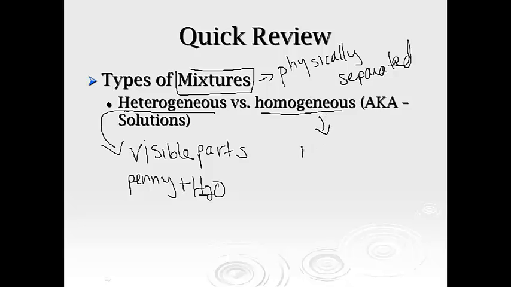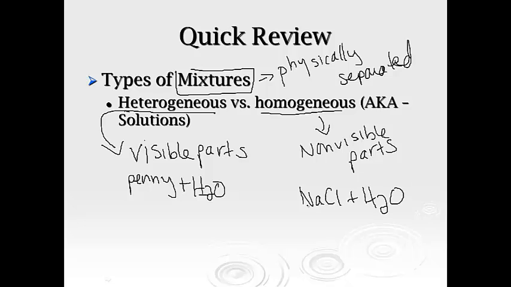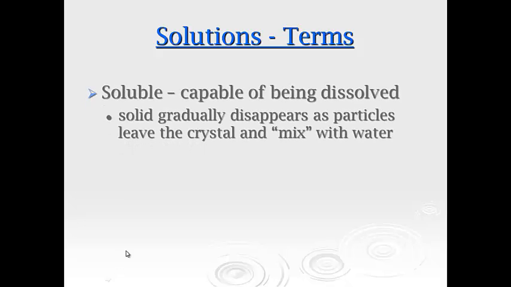Now, homogeneous is when there are non-visible parts. This was where we took some salt, or some sodium chloride, and we added it to water. Once the salt dissolved, you couldn't see it anymore, but most of us know that if we leave salt water out, or we boil it down, we can get the salt back. So we can still separate it with physical means instead of having to undergo a chemical reaction.